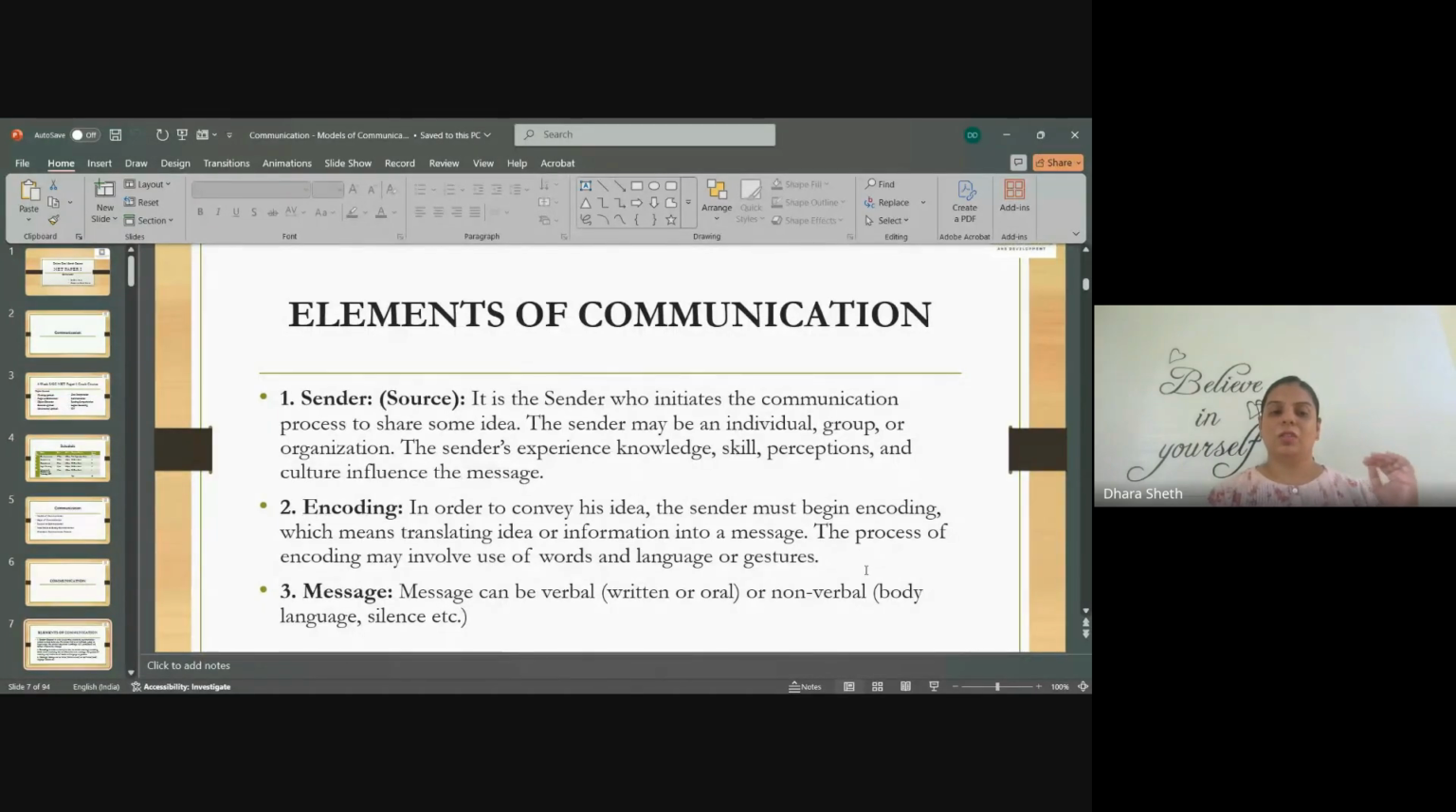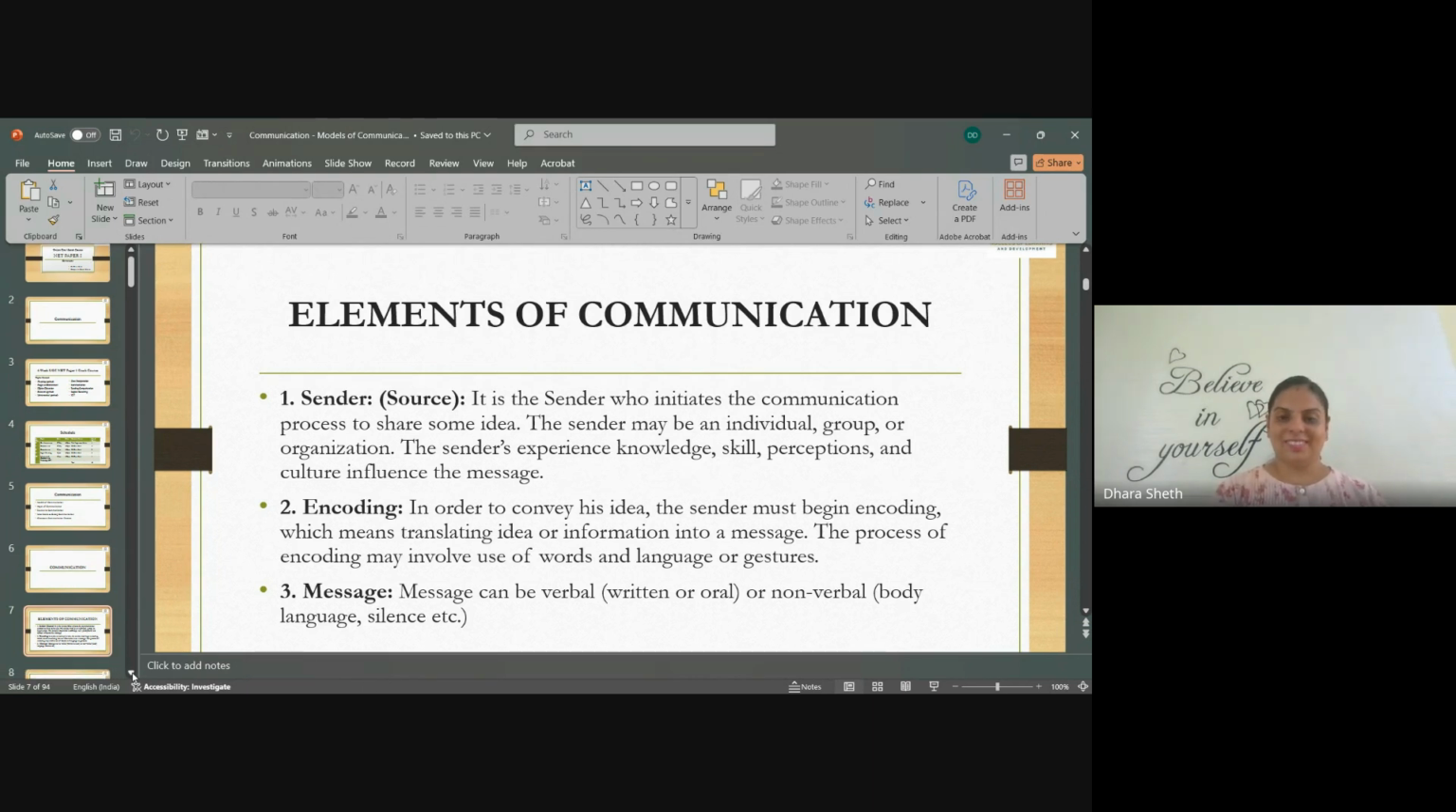Okay. So the sender is me, who is sending the message. Here I am encoding the message in words, language, spoken words. The message itself is what you are hearing. It could be written or oral or non-verbal in terms of body language, silence. Okay, that is also communication.